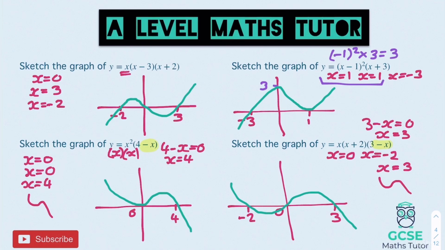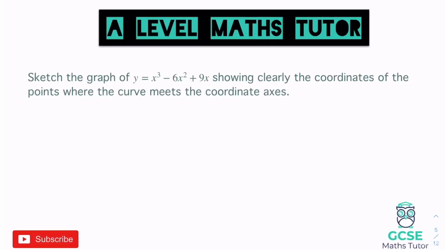And again, obviously not stressing about how high these little curvy parts go, the peak of those. Okay, and just making sure that you're obviously sketching it in the right direction and through those correct roots or solutions there on the x-axis. But there we go, let's have a look at obviously extending this slightly and getting the full equations and drawing it from those. Okay, so a very similar process here, but we have sketched the graph of y equals x cubed minus 6x squared plus 9x, showing clearly the coordinates of the points where the curve meets the coordinate axes.